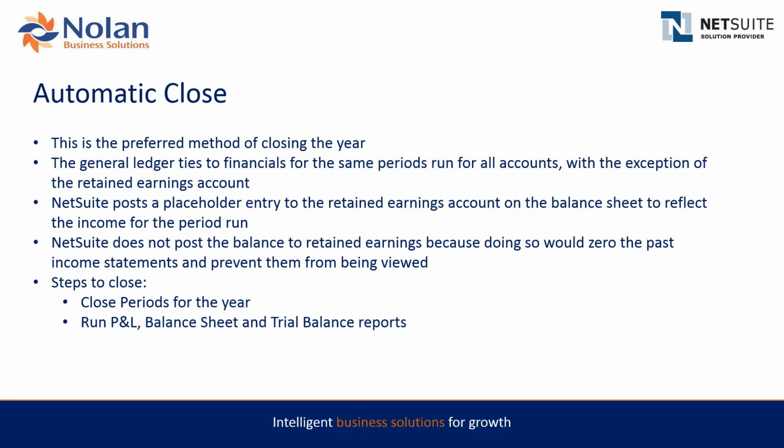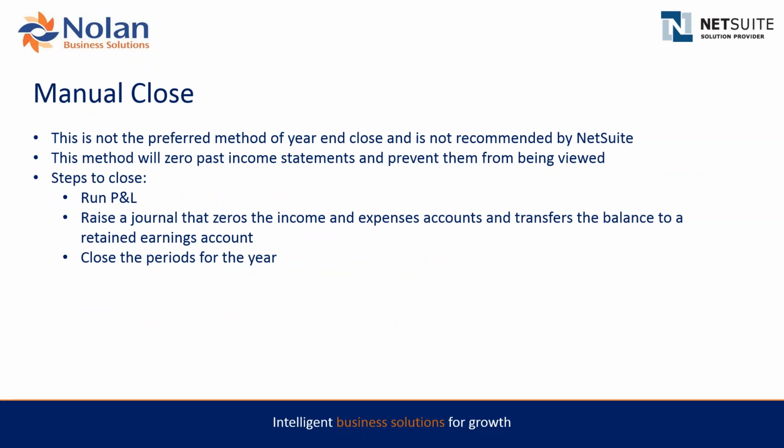And the advantage of this is we can go back each year and still see all our profit and loss transactions, and we can see the balance carried forward. The other option is a manual close, which is not the preferred method and is not recommended by NetSuite, because this will zero out all past income statements and prevent these values from being viewed. But if you were to do this, you'd run the P&L, and then you'd raise a journal that zeroes the income and expenses accounts and transfers this to the retained earnings account, and then you finalise this by closing the periods for the year.